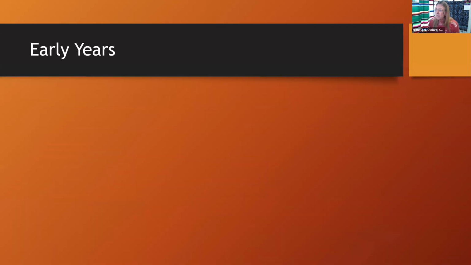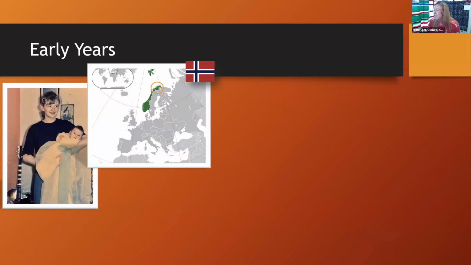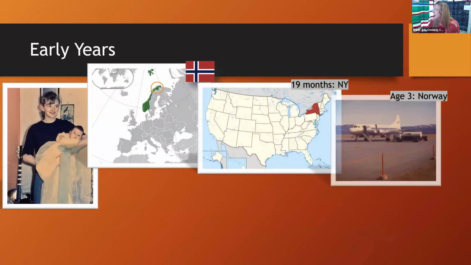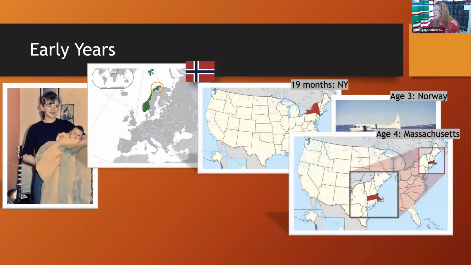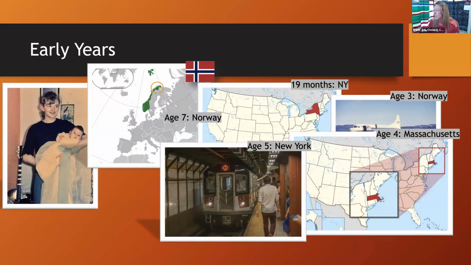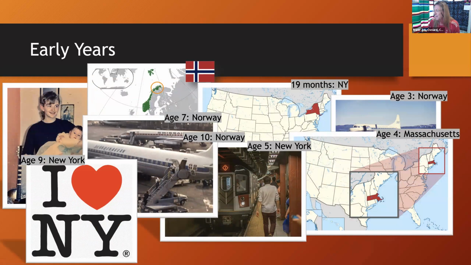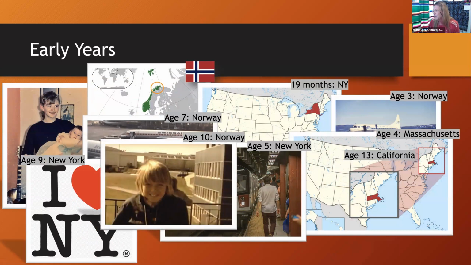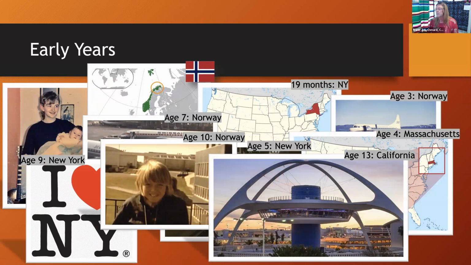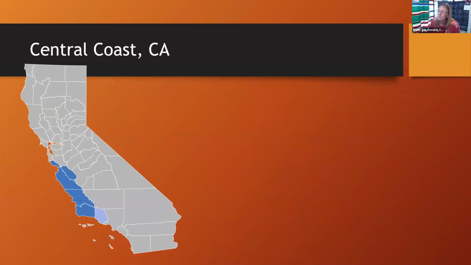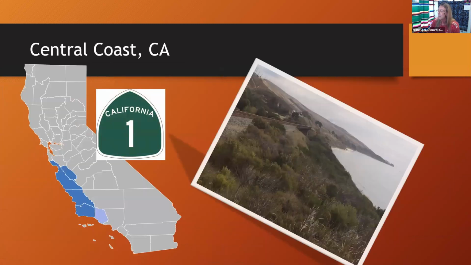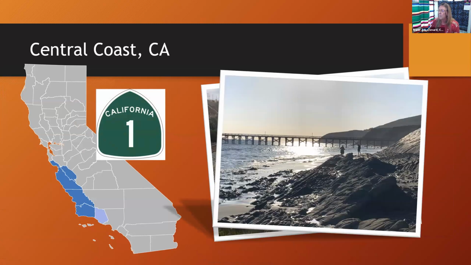So I was born in Norway. And as a kid, we moved a tremendous amount between Norway and the United States. It started at 19 months, we moved to New York. Age 3, we moved to Norway. Age 4 to Massachusetts. Age 5 to New York. Age 7 back to Norway. Age 9 to New York. Age 10 back to Norway. And then finally at age 13, we moved to Los Angeles. And I'm currently on the central coast of California where I do my web work.